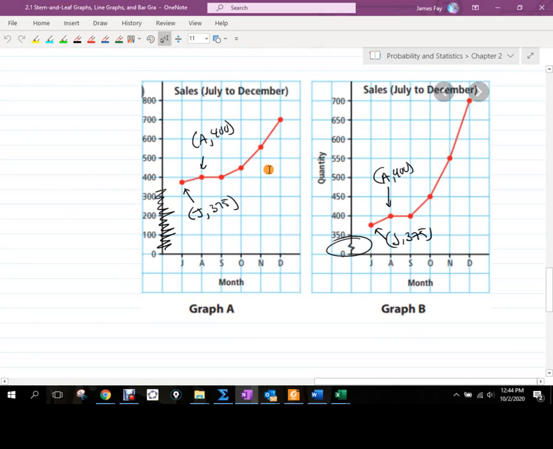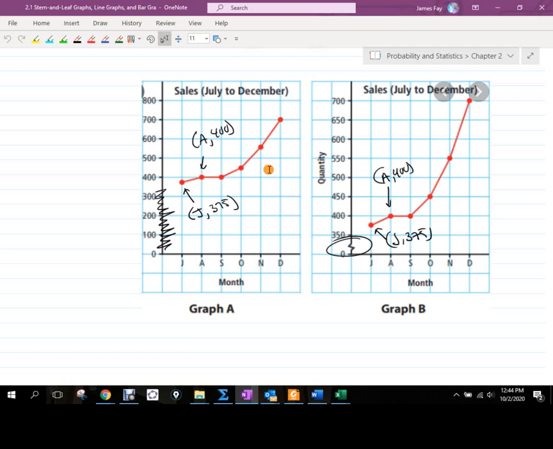Those talk about yearly sales in some business, and I've got highlighted on there the same ordered pairs. But if you look at the y-axis on the first one, it goes from 0 to 800. The y-axis on the second one is broken at the bottom. It goes from 350 to 700. But in that second one, doesn't it look like my sales have increased dramatically from October to December, but not so much in the first one? I can see there's an increase in the first one from October to December, but it doesn't look as great as the second one.